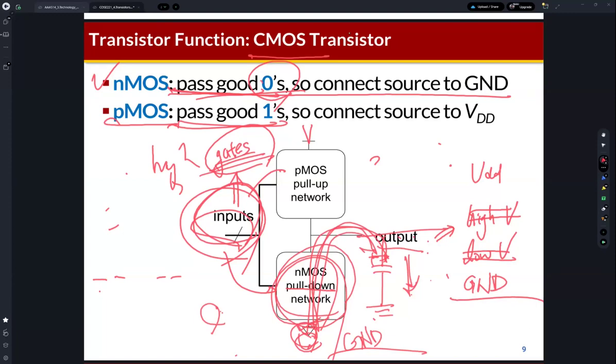So by combining the NMOS transistor and the PMOS transistor, we can build this circuit, the pull up network and the pull down network, and then we can control the output using input signals. That's why we require both PMOS transistors and NMOS transistors for building digital circuits. It's called the CMOS circuit, complementary MOS circuit.